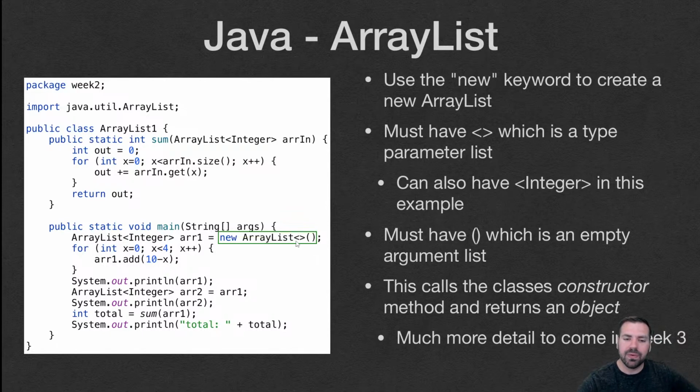When we create a new ArrayList, we have to have these angle brackets. These have to exist. This is like a second parameter list. It's the type parameter list, or the generic type parameter list, and then the actual parameter list.